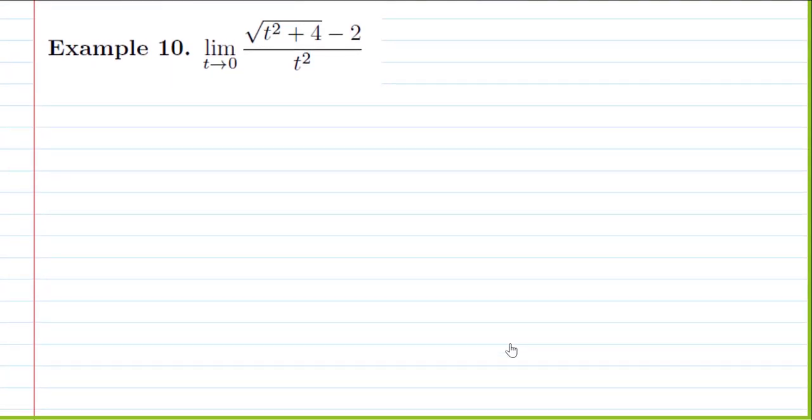So for example 10, we want to take the limit as t goes to 0, but we notice immediately we can't just plug it in because we have a t squared in the denominator. And 0 squared is going to be 0, and that gives us a problem. So the technique we're going to need to use is some algebra, similar to what we did in example 9. We were able to factor and reduce out our division by 0. Well, in this case, since we have a radical, we're going to use the conjugate.